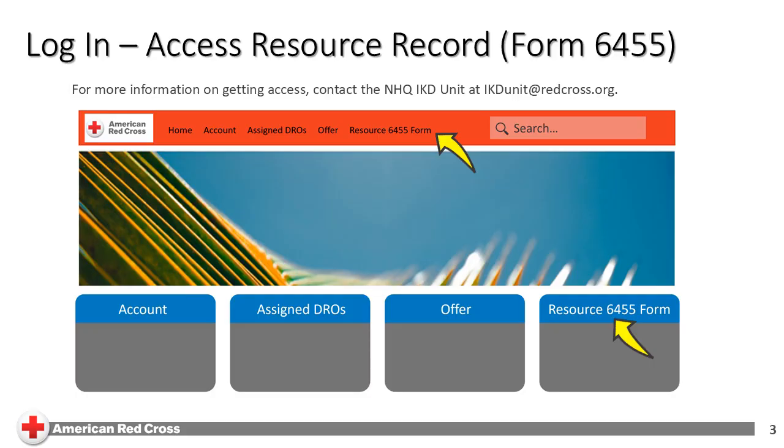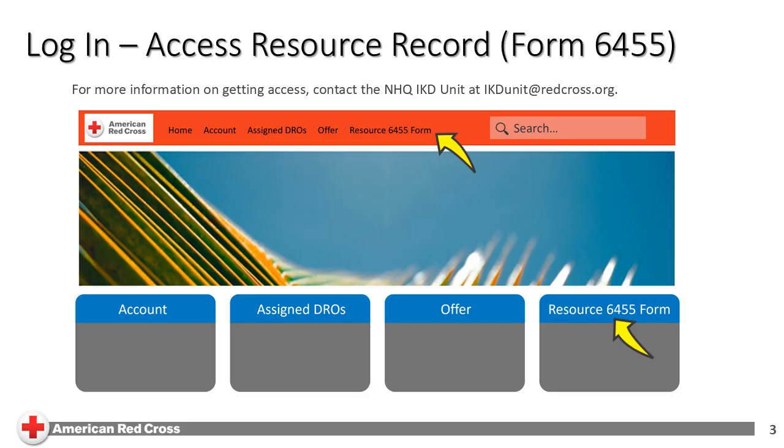A resource record, Form 6455, must be prepared whenever a good or service is donated that is valued at $250 or more. As part of the sourcing activity, responders will be tasked with entering 6455s into the gift management system and performing associated tasks. To access the gift management system, you must be assigned to a disaster response operation within sourcing and request access through the IT portal on OneSource.